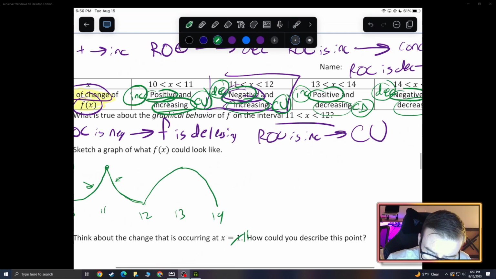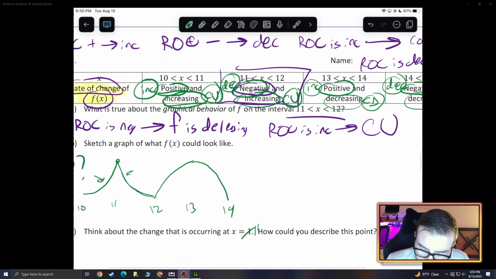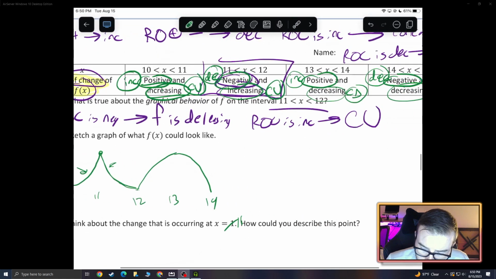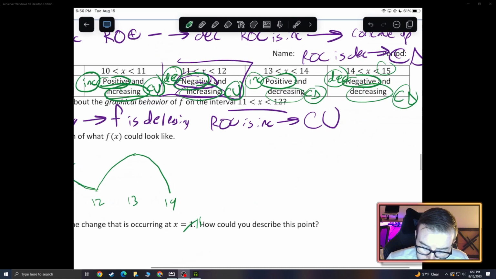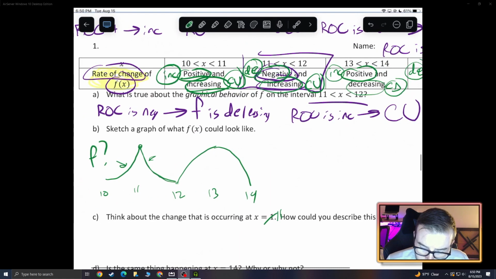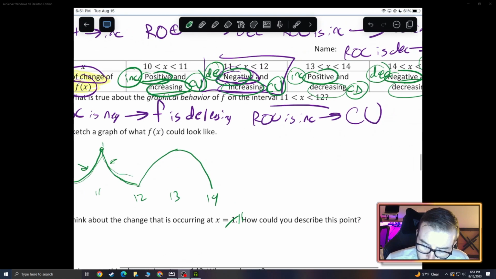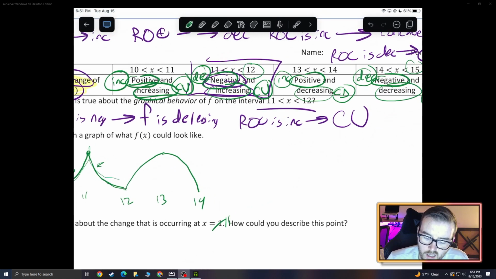Wait, did I make a mistake with my drawing? We were supposed to end on 15. How did I not end on 15? 10 to 11, increasing. Yeah. 11 to 12, decreasing. Oh, wait, this went from 12. Oh. This should have been 12 to 13. And 13. Gosh dang it.